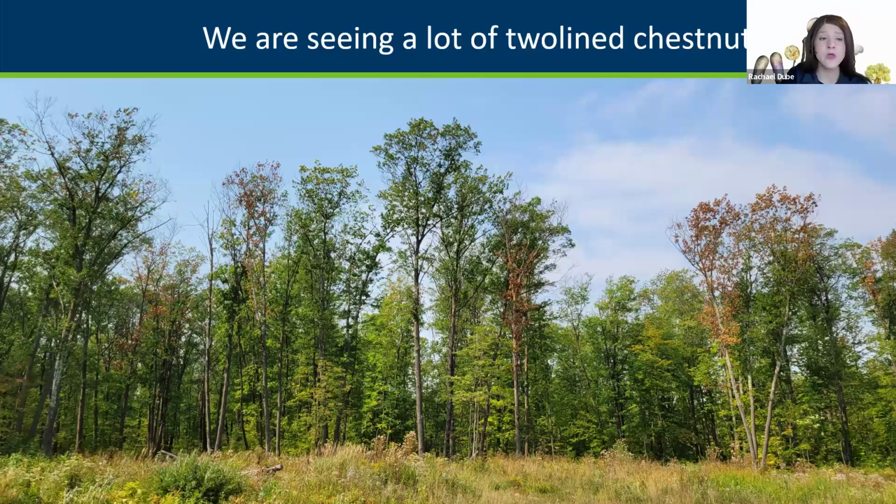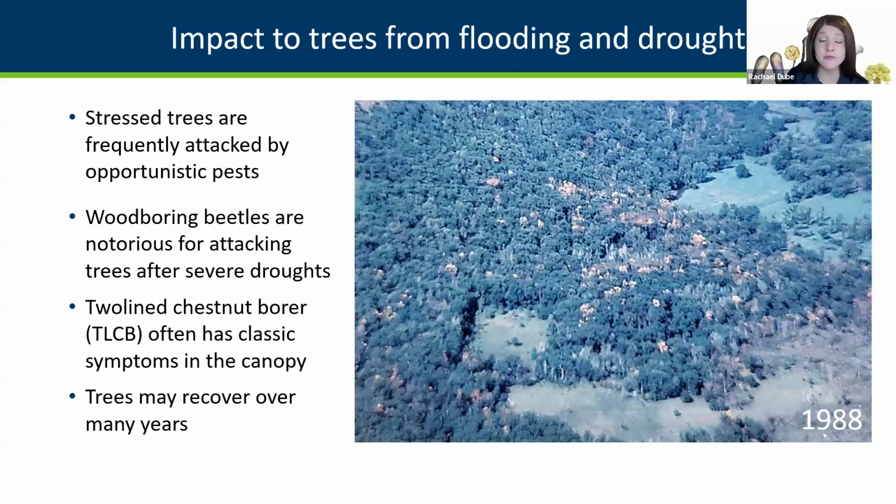And then it can take trees many years to recover from two-line chestnut borer, even after, say, for example, for us now in Minnesota, we get back to adequate levels of precipitation. Not only are the trees themselves slowly trying to recover from that drought stress, but you do have these elevated levels of two-line chestnut borer that will take a number of years to eventually die back down to previous levels.